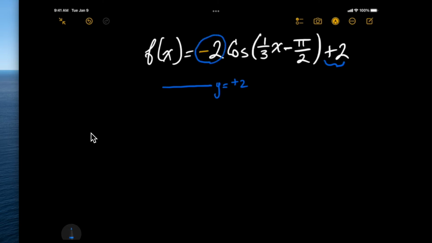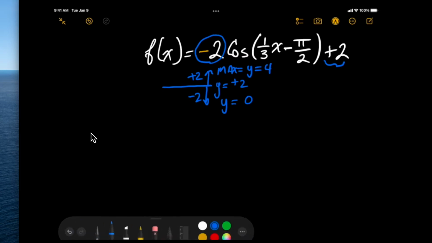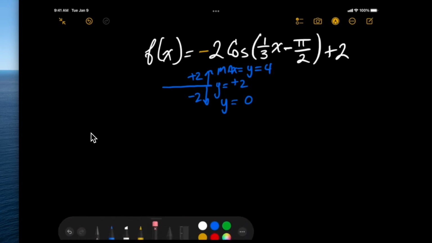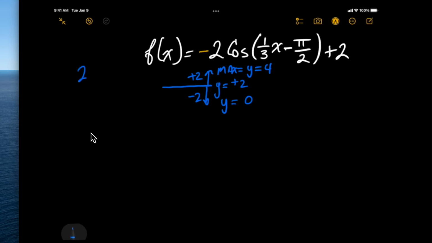Next, I take the amplitude, or I should say the absolute value thereof, and I'm going to go both north and south 2 units to establish a maximum at y equals 4 and a minimum at y equals 0. At this point, we're going to find the period of the function. The period can be found by taking the normal period of the cosine function and dividing it by the absolute value of b. Here, b is 1/3.